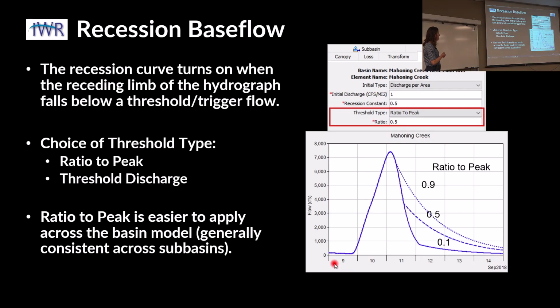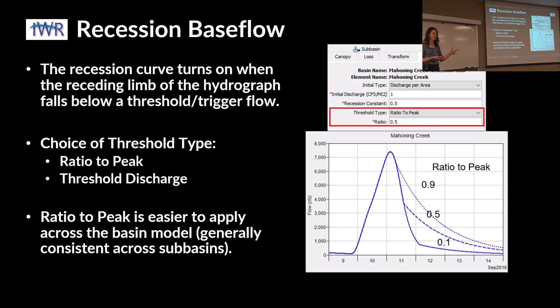Okay, so now we're going to talk about how HMS knows when to switch between direct runoff and baseflow, and that is selected based on the threshold type. Like I said before, you have two options: ratio to peak or threshold discharge. A threshold discharge just means that you're saying when my flow gets below a specific value, so an absolute value, let's say 100 CFS, that's when it switches from direct runoff to baseflow.